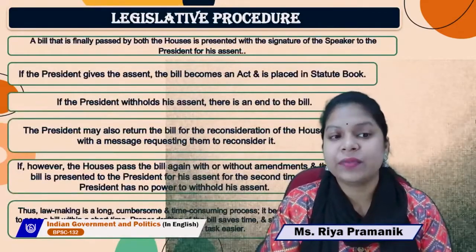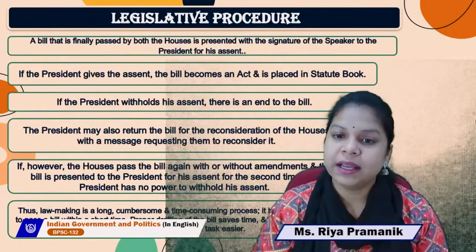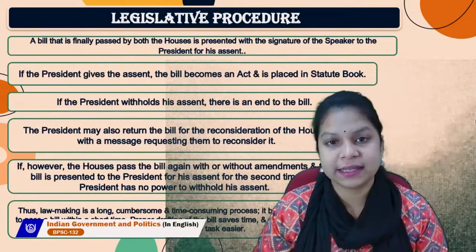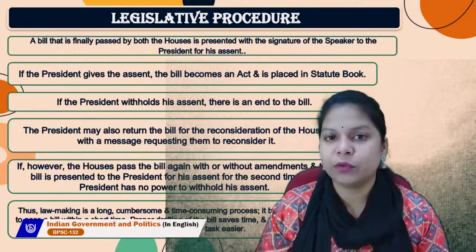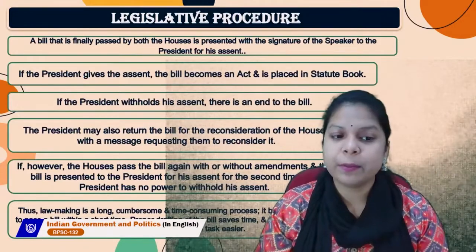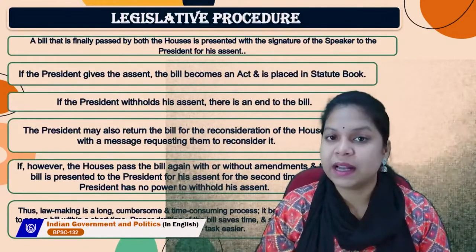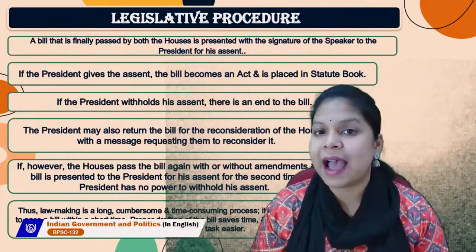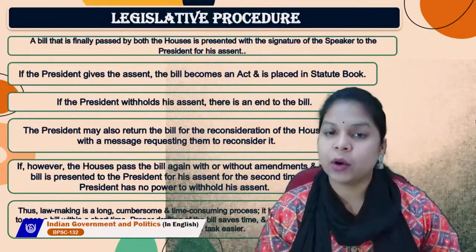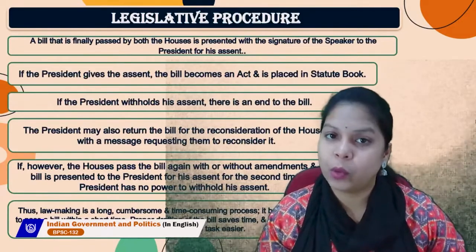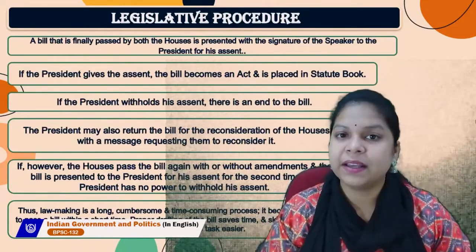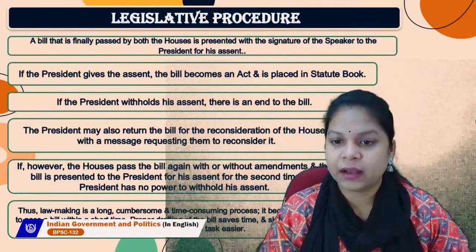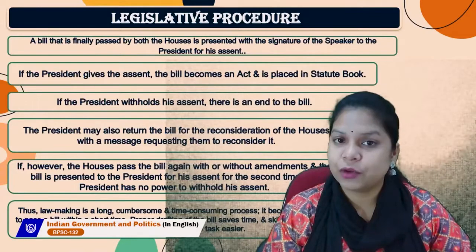A bill that is finally passed by both the houses is presented with the signature of the Speaker to the President for his assent. So now the bill is moving towards the President. If the President gives assent, the bill becomes an act. Before he accepts it, the law is known as a bill only. After the President gives his or her assent, it becomes an act and is placed in the statute book.